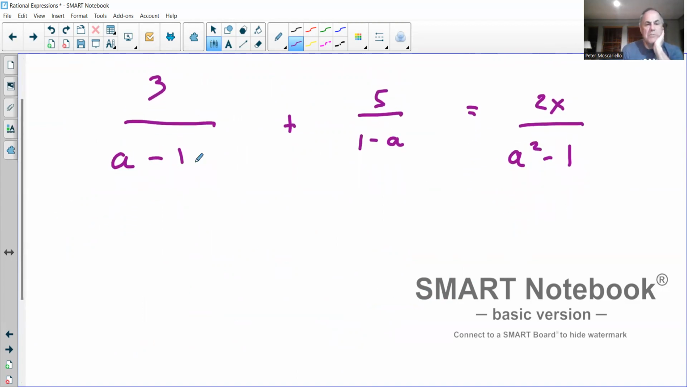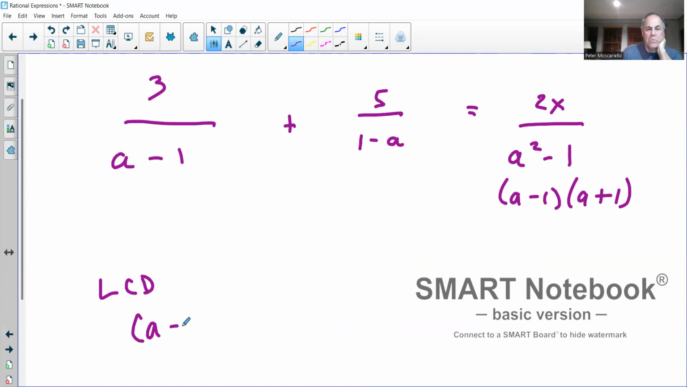Here we go. A minus 1 doesn't factor. 1 minus a doesn't factor. This factors into a minus 1, a plus 1. Okay, so what do we need for LCD? Well, we need a minus 1. We need a plus 1. But how about this 1 minus a? Well, 1 minus a is different than a minus 1.